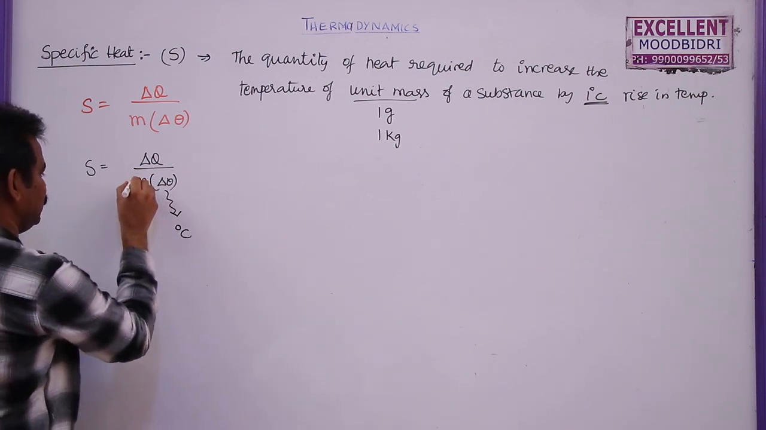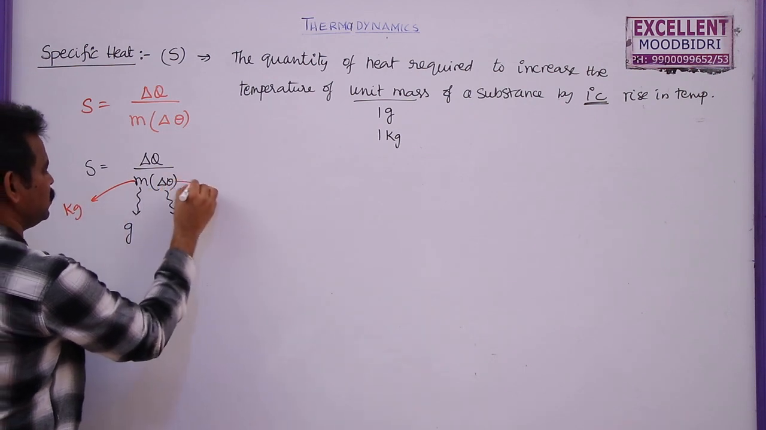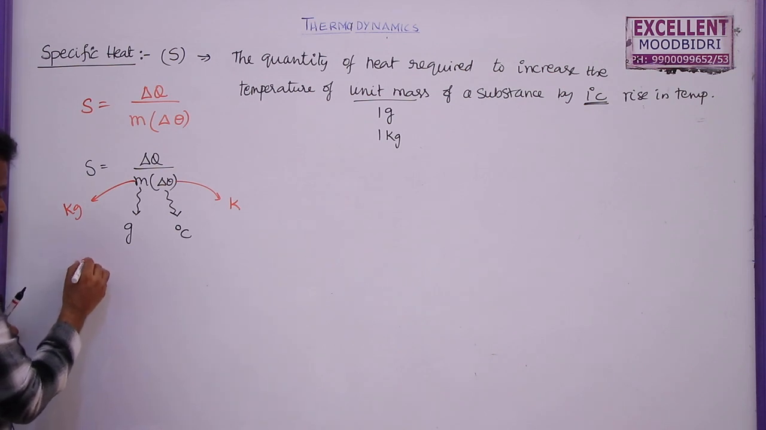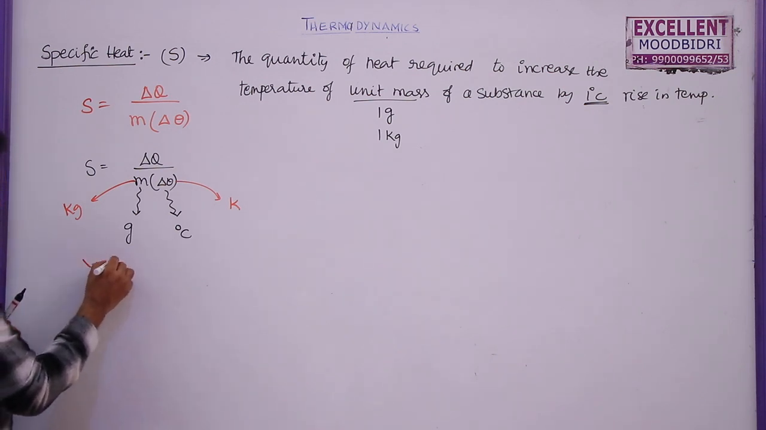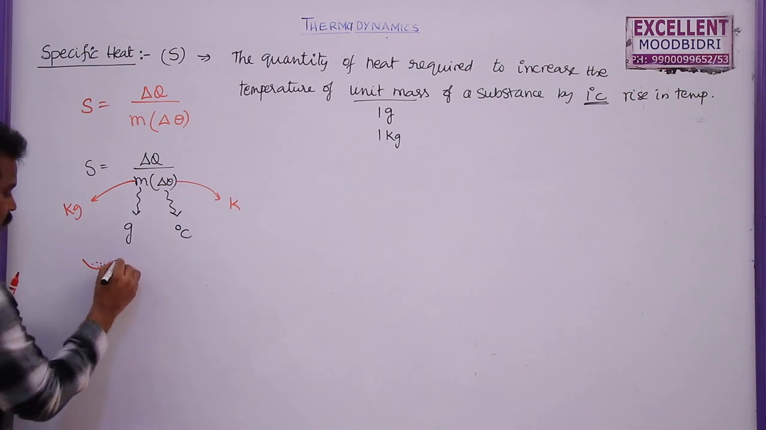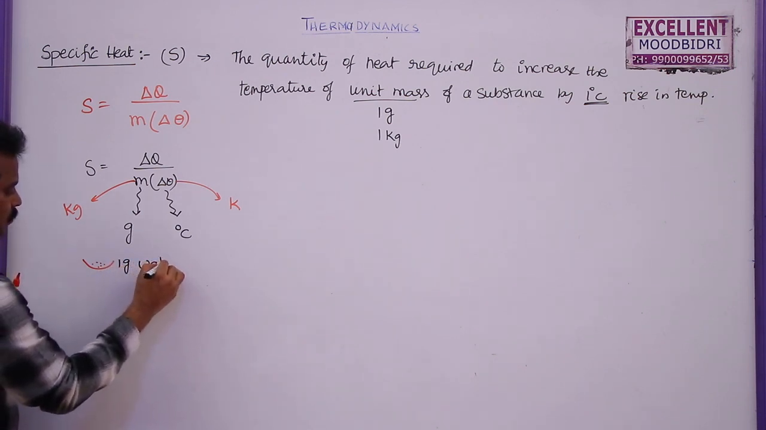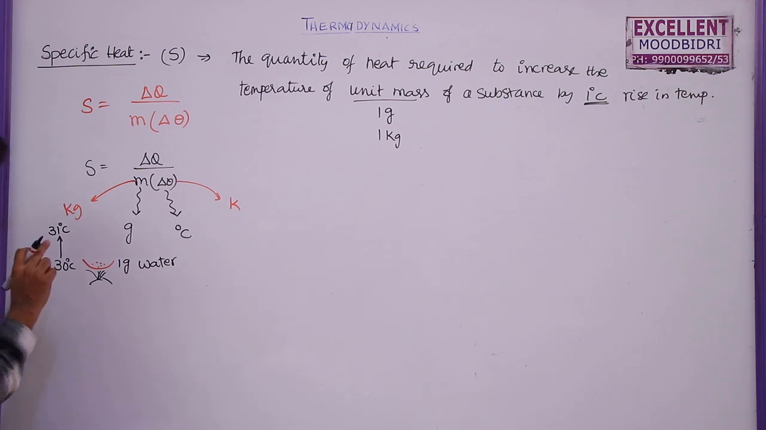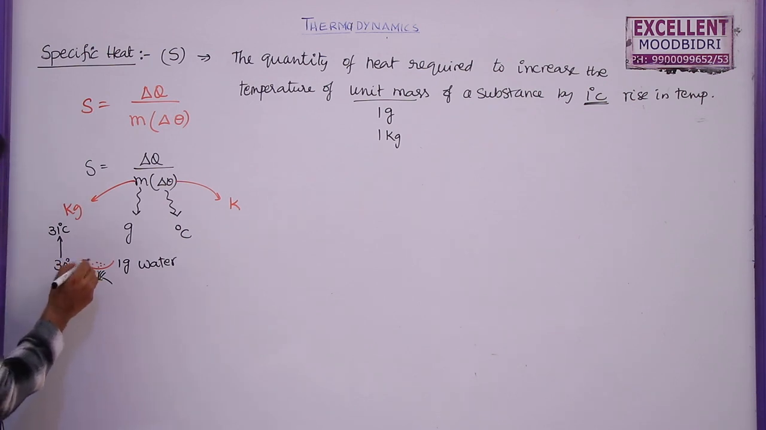Suppose if the mass is taken in kgs, change in temperature should be taken as Kelvin. It is found that if you take 1 gram of water, let us say temperature is 30 degrees Celsius. Now, if you supply some heat here, and the temperature increases to 31 degrees Celsius, then the quantity of heat that is required to increase temperature from 30 to 31 is called the specific heat of water.